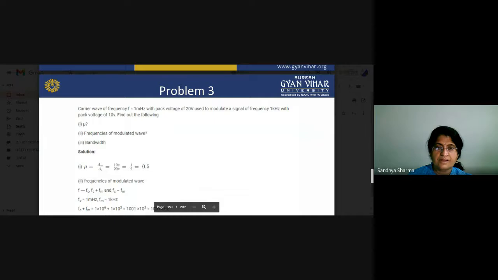And if we are talking about the modulating signal, it has a peak voltage of 10 volt as given. So you are given the value of Am and the value of Ac. The ratio Am by Ac is the modulation index mu, which is equal to 1 by 2 or 0.5.